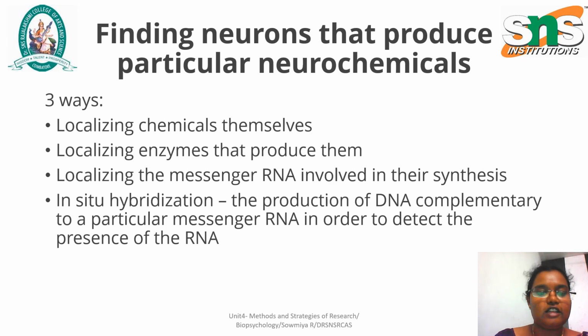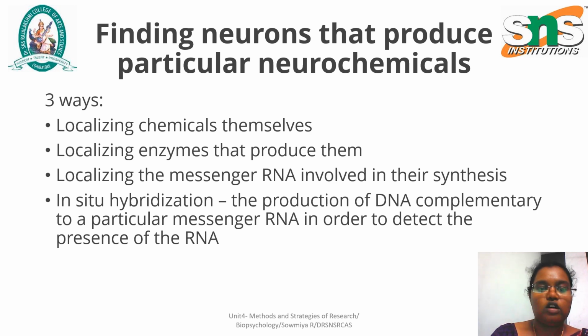Fourth is in situ hybridization, the production of DNA complementary to particular messenger RNA in order to detect the presence of RNA. Identifying neurons that produce specific neurochemicals is crucial for understanding the neural basis of behavior and cognition. Various techniques have been developed to achieve this goal.